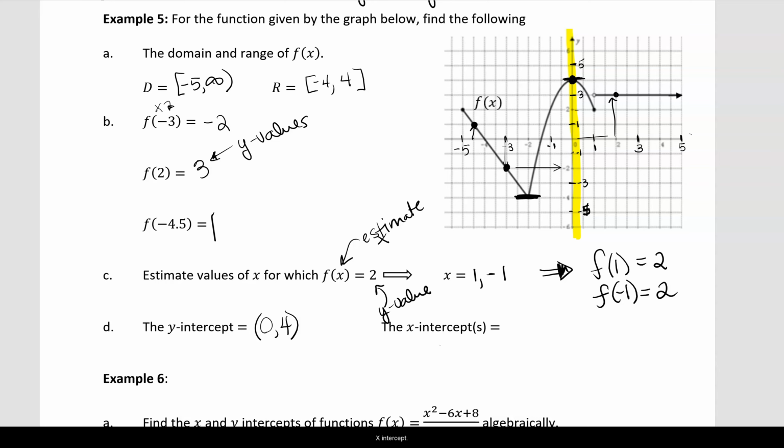The x-intercept happens on the x-axis, where it hits the x-axis, and there happen to be two of them. So I'm going to estimate this x-intercept right here, and I'm just going to say -1.5. So at -1.5, it's on the x-axis, so the y value is 0. And then another x-intercept right here happens at -4.